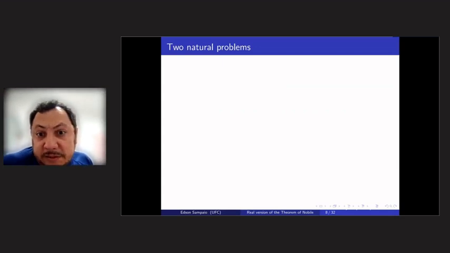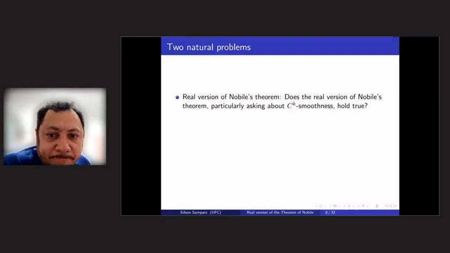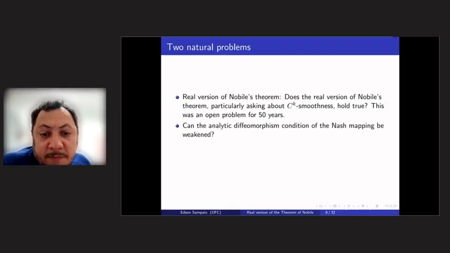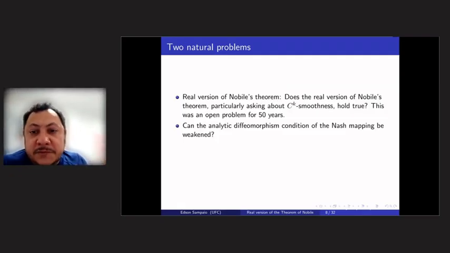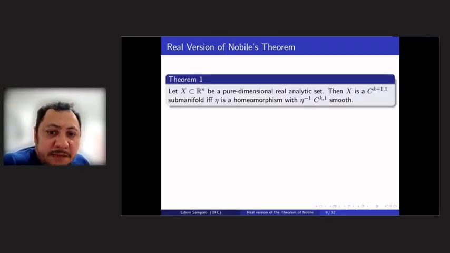But when I saw this problem, in fact, there were two natural problems on this subject. The first one is about the real version of the Nobile theorem. Does the real version of the Nobile theorem, particularly asking about C^k smoothness, hold true? And the second one, this was an open problem for 50 years: can the analytic diffeomorphism condition of the Nash mapping be weakened? So the aim of this talk is to provide positive answers to these two questions. Let me state the theorems.